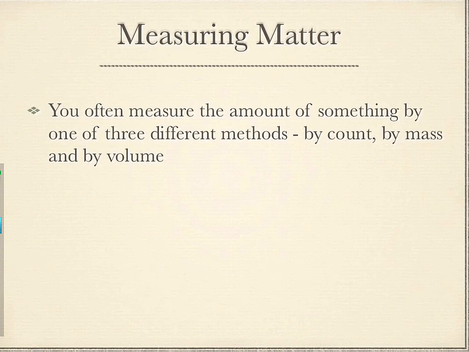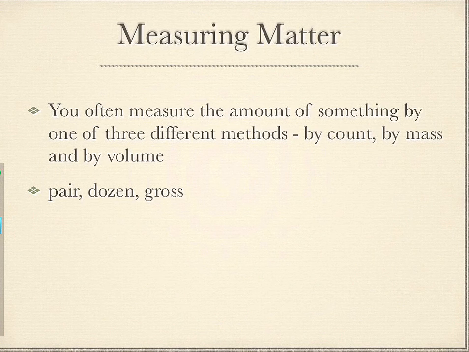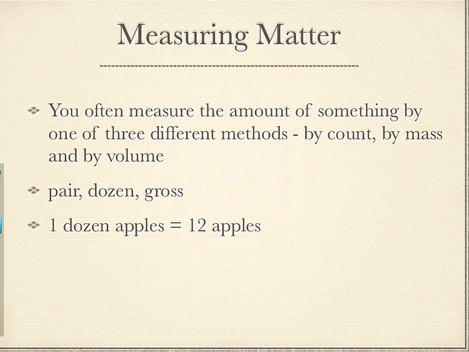All right, so you can measure things in a number of different ways. Usually we do it by one of three: counting, finding the mass, or finding the volume. If we count, we could use words like pair, which means 2, dozen, which means 12, or gross, which means 144. Those are examples of words that mean actual numbers.